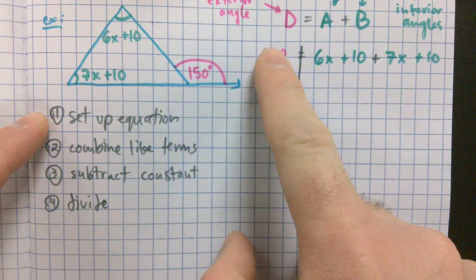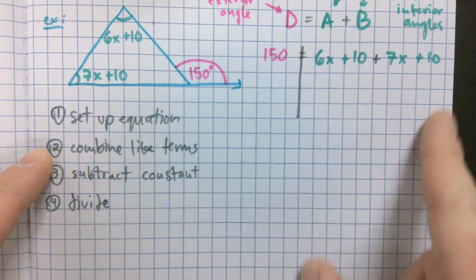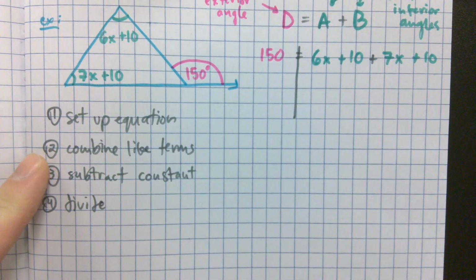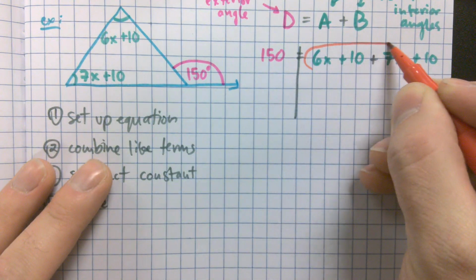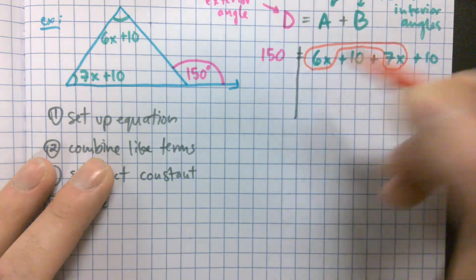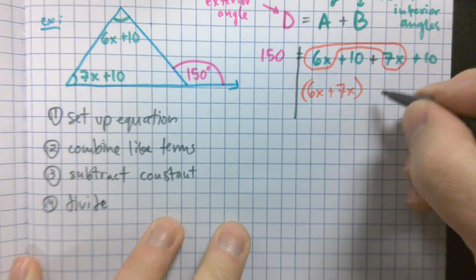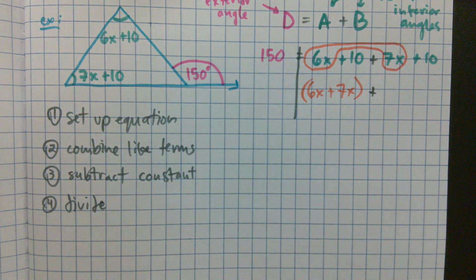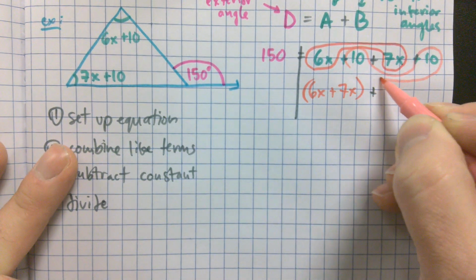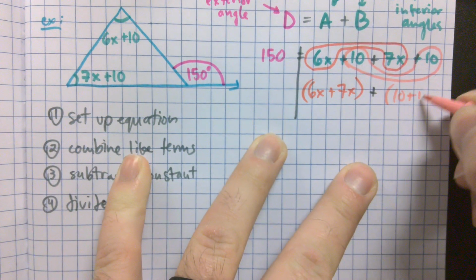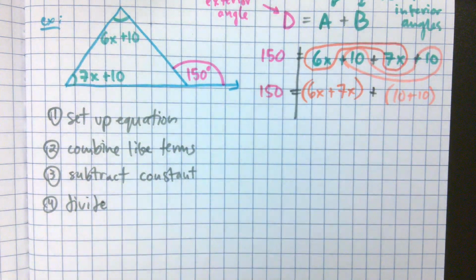So we've already done step 1. Our equation is set up. Now we have to combine like terms. So on the right side, all these green numbers, what can I combine there? I can combine the 6x and the 7x. Right? 6x plus 7x. What else can I combine? 10 and 10. And my 150 stays where it's at because it's all alone on the left side.